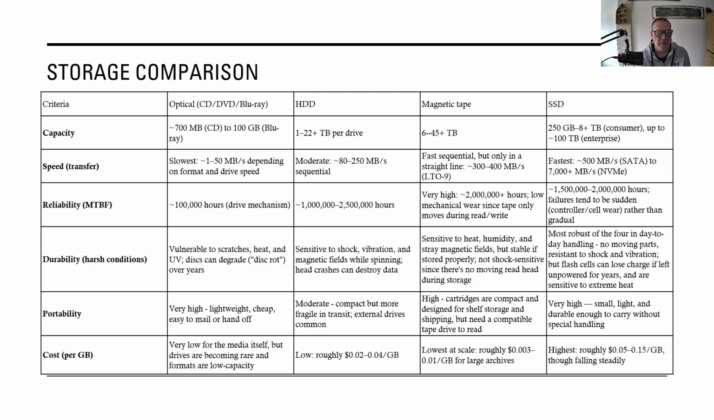It's pretty cheap for the media, but the drives themselves are becoming a little bit rarer and hard to find. So then hard disk drives, so storage wise, great for capacity. You can have large capacity hard disk drives, which is something like between 1 to 22 or more terabytes. Speed is moderate. It's better than optical, about 80 to 250 megabytes a second. Reliability is good, millions of hours for modern drives.